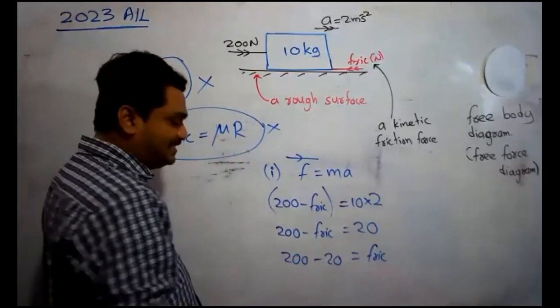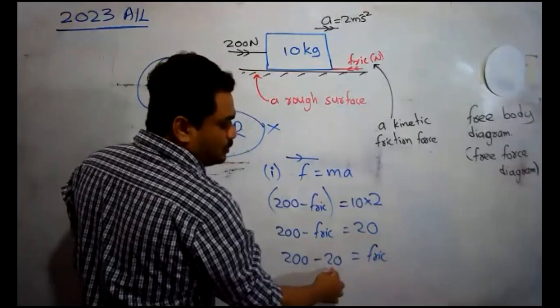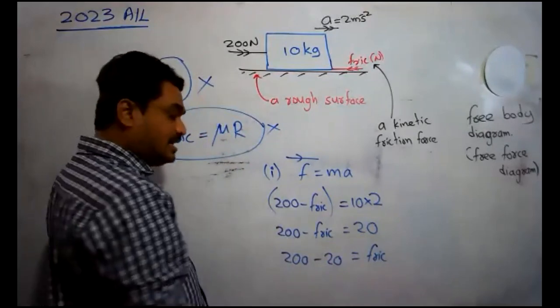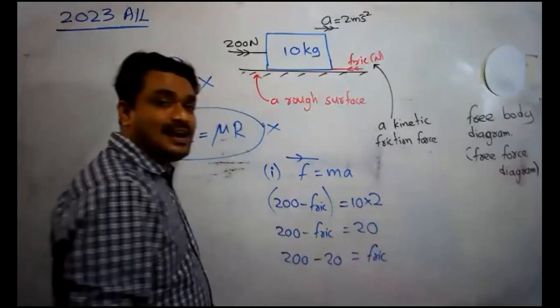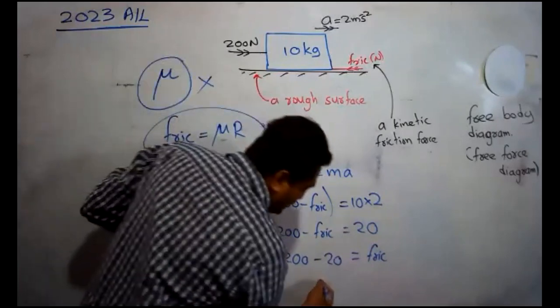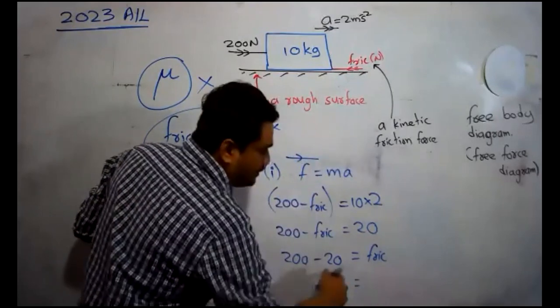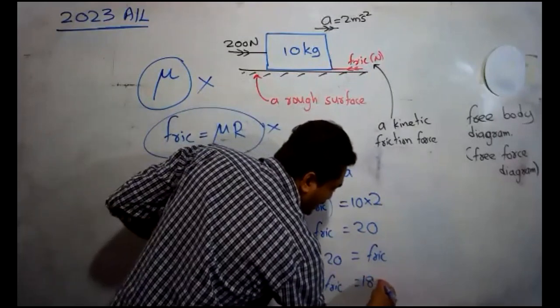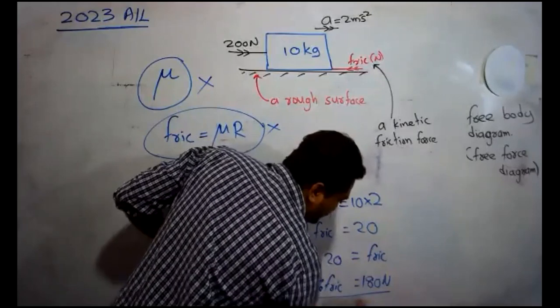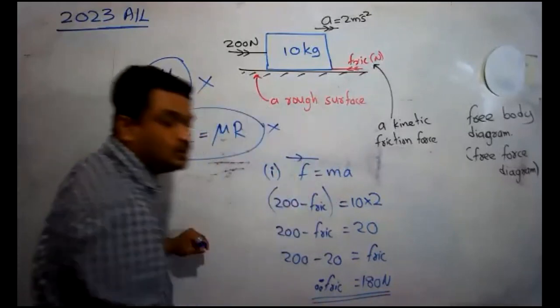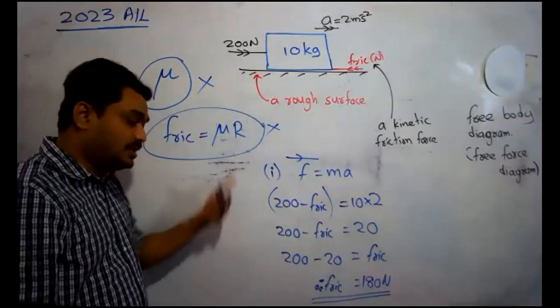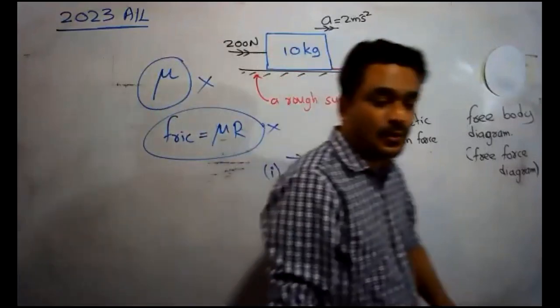What other things happen? Positive 20 comes to this side as negative 20. Minus goes to other side as positive. So finally, we got the friction force as 200 minus 20, which means 180 Newton. The friction force is equal to 180 Newton. Write this, dear. Write it down.